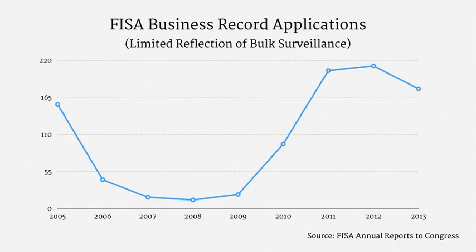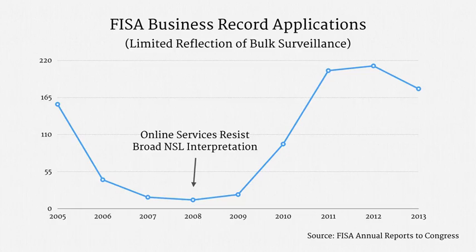In closing, let me give a little data on FISA business record applications. Once again, the data doesn't much reflect bulk surveillance programs, but it does shed some light on individual orders. The trend in this graph that I'd like to emphasize is that in roughly 2008, online services began to resist a broad interpretation of the government's National Security Letter Authority. Specifically, online services stopped giving out electronic messaging metadata in response to NSLs. So, the government began using business record orders where it would have previously used NSLs. Accessing message metadata now appears to be the most common use for individual business record orders.